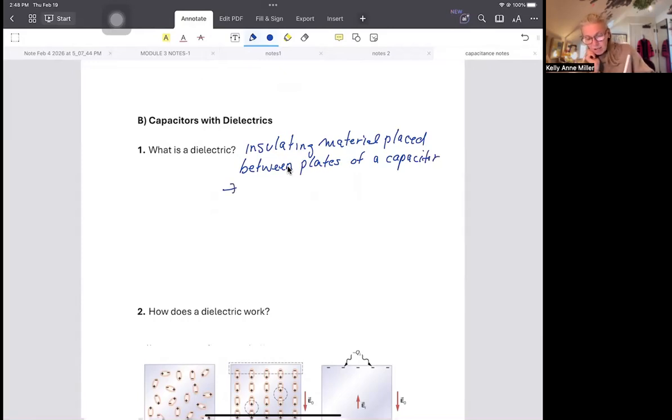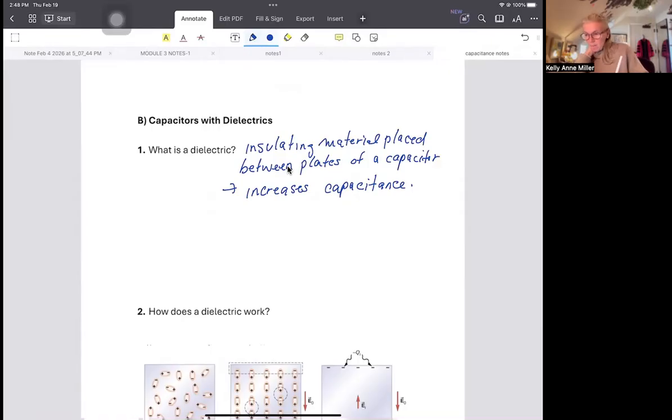And what does it do? It serves to increase the capacitance. Okay, so let's write out the mathematical relationship.